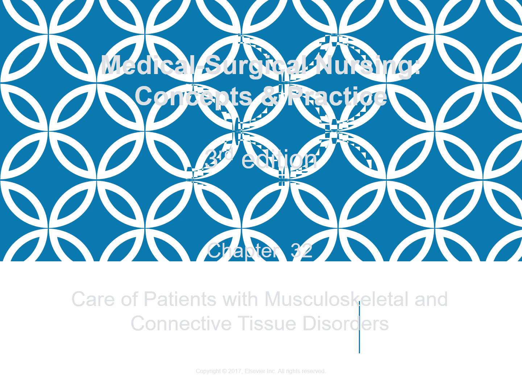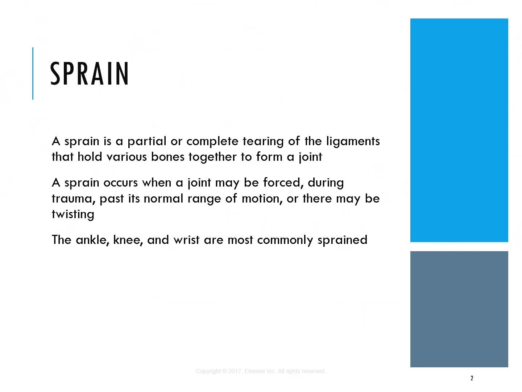Hello, good morning, and welcome to Musculoskeletal Diseases and Issues Part 1. We're going to start out kind of easy here. We're going to talk about sprains. Sprains are a partial or complete tearing of the ligaments that hold the bones together at your joints.